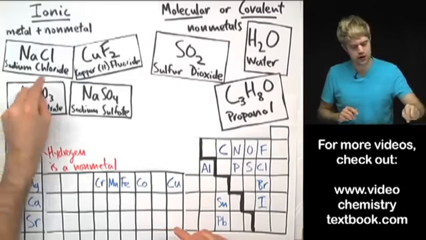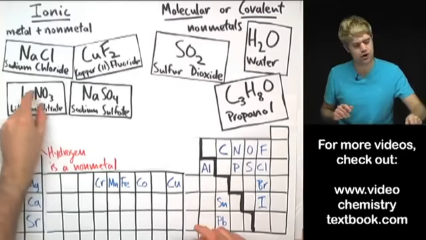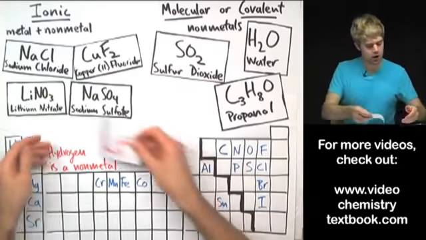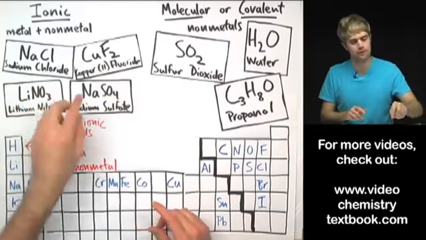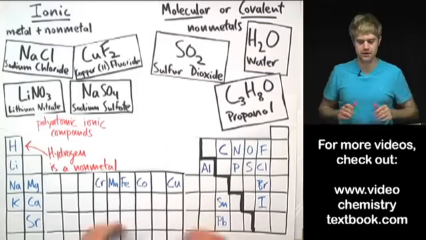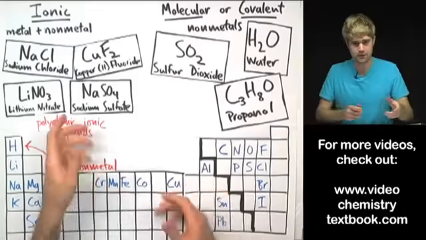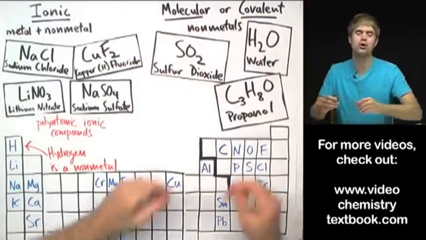Now, lithium nitrate and sodium sulfate are actually special kinds of ionic compounds because they have two different nonmetals in them. They are what are called polyatomic ionic compounds. If you want to learn more about these, I've got videos on that. So, now we can look at a chemical formula and we can sort them and we can decide whether something is ionic or whether it's molecular or covalent.